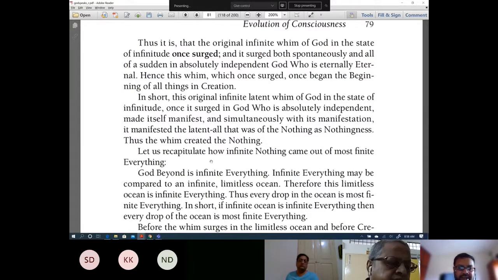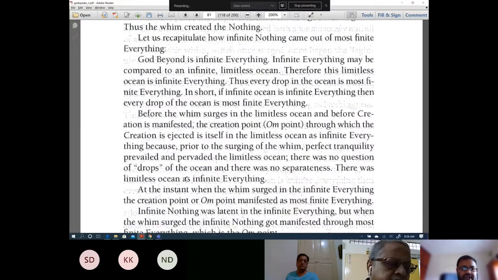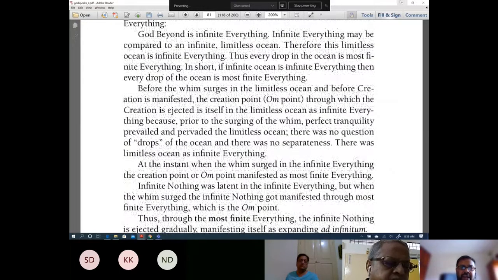Let us recapitulate how infinite nothing came out of the most finite everything. God beyond is infinite everything. Infinite everything may be compared to an infinite limitless ocean. Therefore, this limitless ocean is infinite everything. Thus, every drop in the ocean is most finite everything. In short, if infinite ocean is infinite everything, then every drop of the ocean is most finite everything.